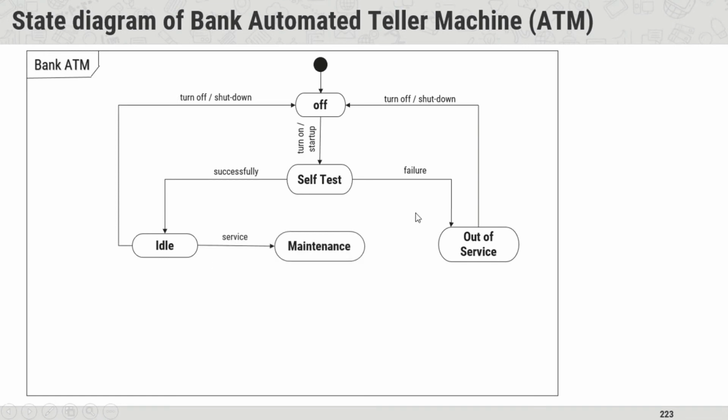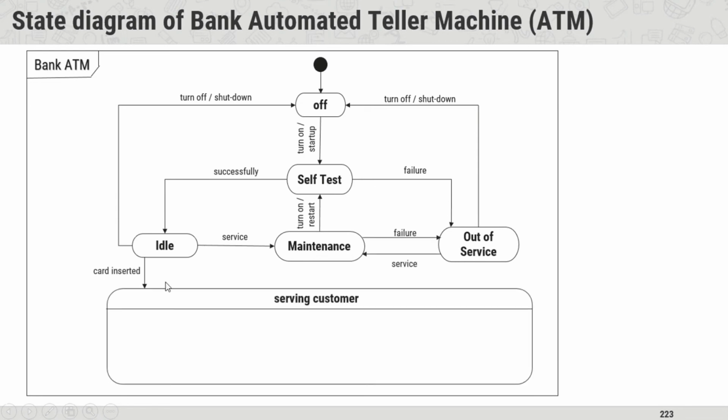These are the states for the bank ATM. If it needs service, it could go into the maintenance state. Again, we will restart, so that it will go into the self test mode. If it is in the idle state, we can insert the card into the bank ATM. Then it could serve the customer.